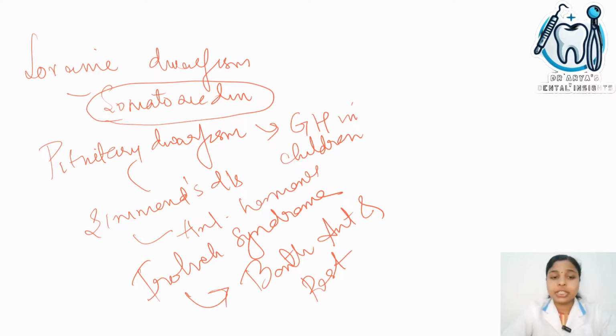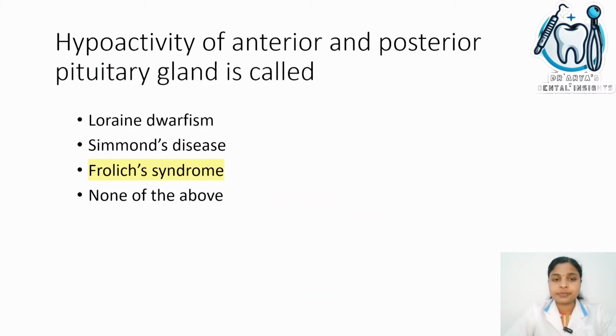So, there are three terms. Lorraine dwarfism is due to the deficiency of somatomedin. Pituitary dwarfism is due to the deficiency of growth hormone in children. Simon's disease is due to the deficiency of all anterior pituitary hormones, and Froelich syndrome is due to the hyposecretion of both anterior and posterior pituitary hormones. So, what is the answer? Hypoactivity of both anterior and posterior pituitary gland is called Froelich syndrome. Okay, it's clear?